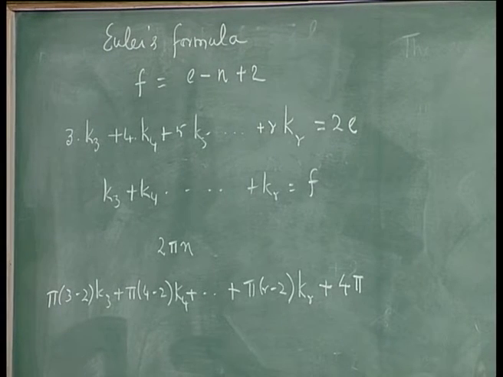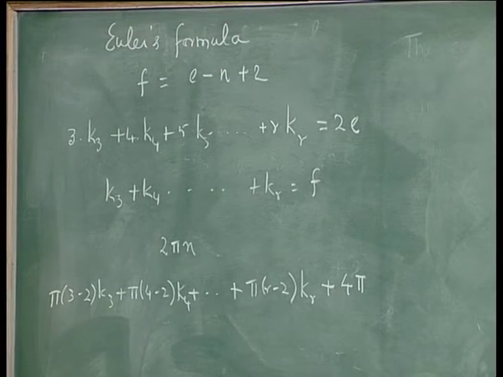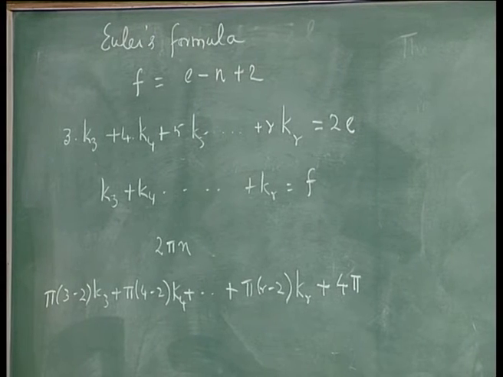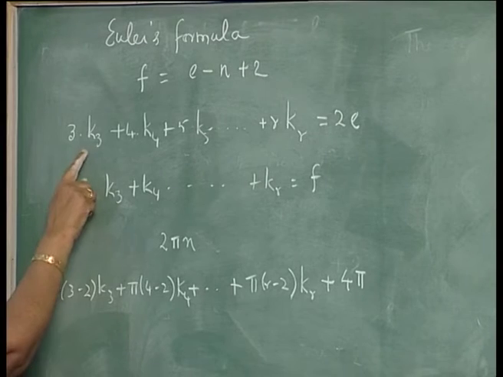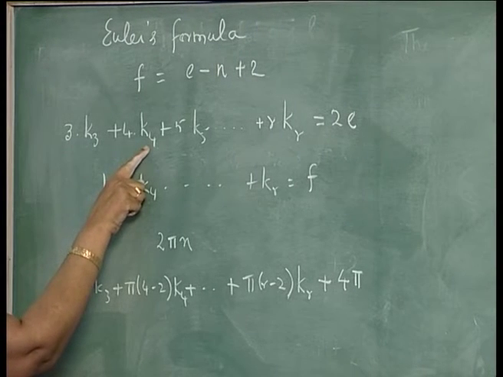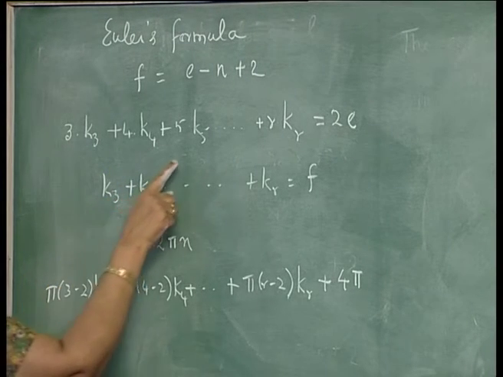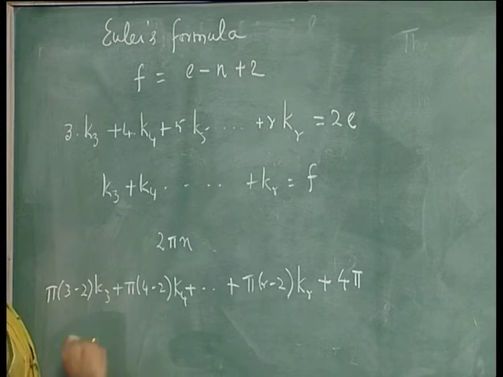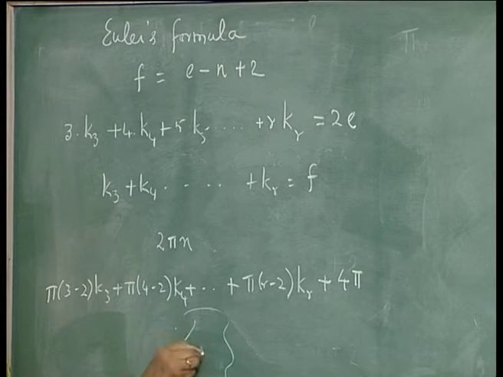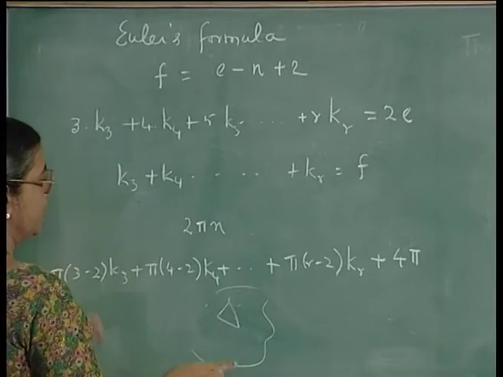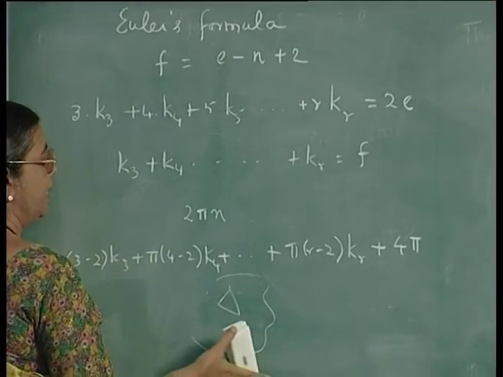How do we get this formula? Take any planar graph. Suppose the number of triangles is given by K3, the number of quadrilaterals is given by K4, and the number of pentagons is given by K5, and so on. You may have a graph like this and there may be some triangles, the number of such triangles is given by K3. Now, count the edges.